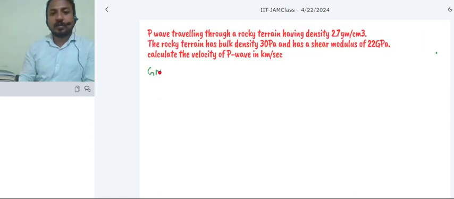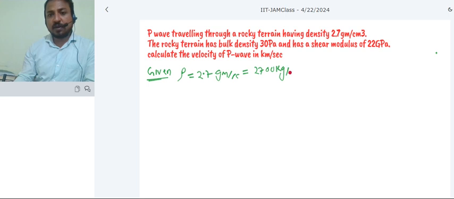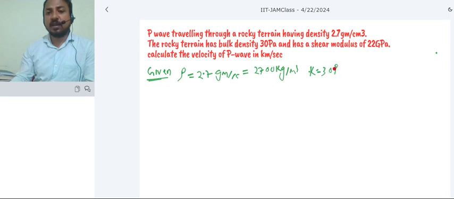Now, given density is 2.7 gram per cc. So you have to convert it into kg, that is 2700 kg per meter cube. Then it has a bulk modulus K of 30 GPa and shear modulus mu is 22 GPa. GPa means 22 into 10 to the power 9 Pascal.